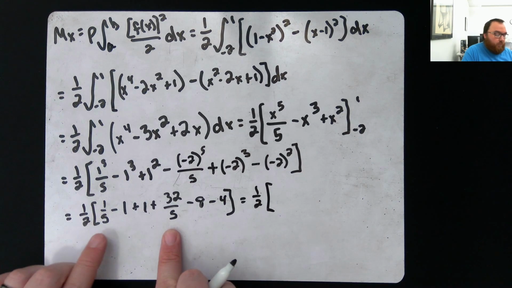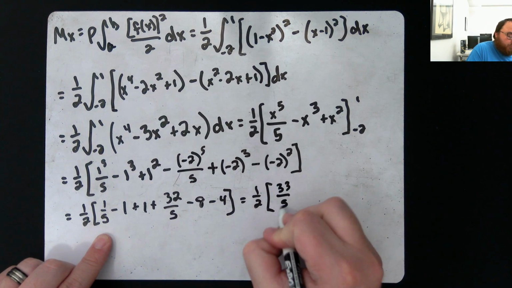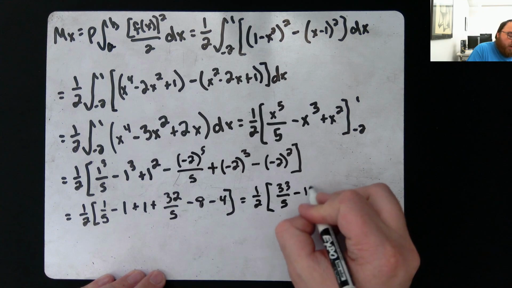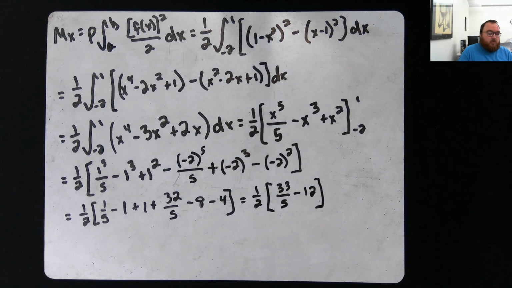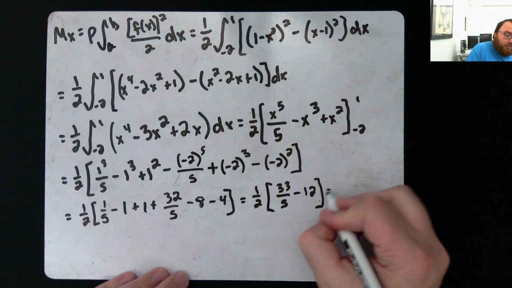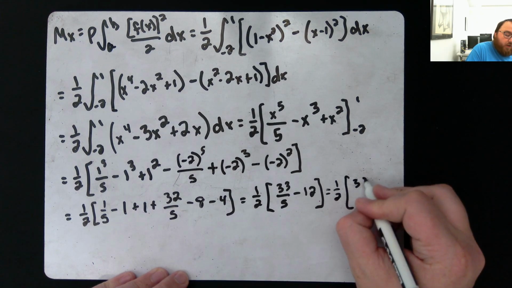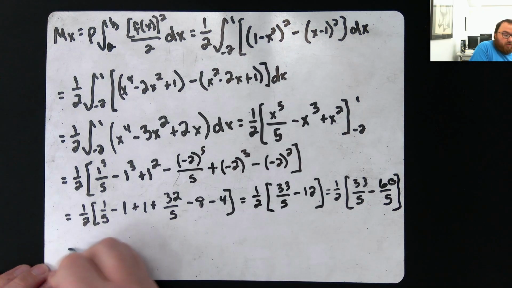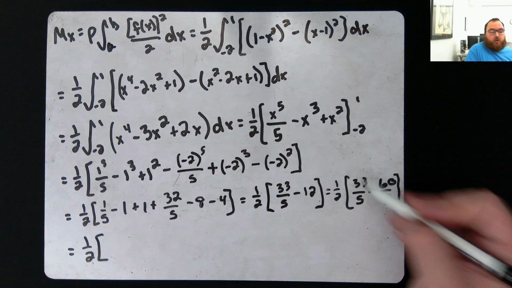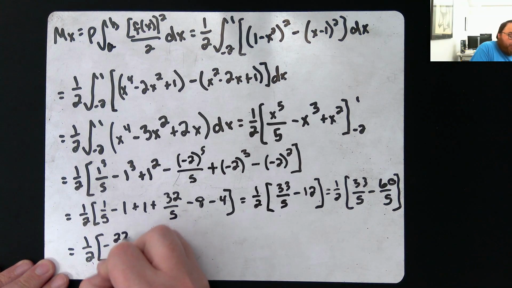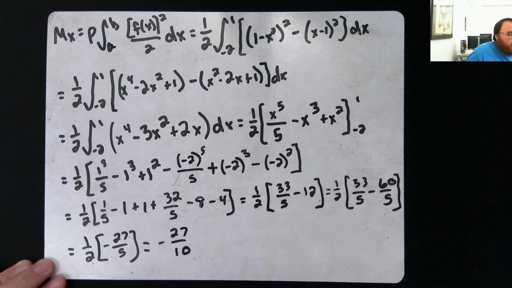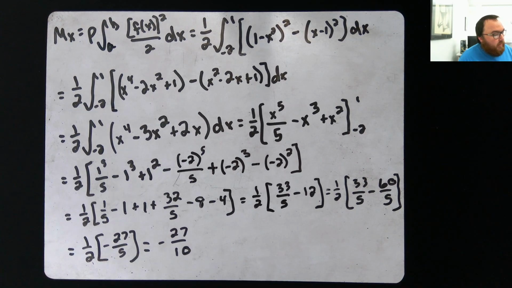1/5 plus 32 fifths is 33 fifths. -1 plus 1, they cancel out. -8 minus 4 is -12. The common denominator there is a 5, so that's going to be 33 over 5 minus 12 times 5 is 60. So that's going to be 1/2 times 33 minus 60, which is -27. Combine those, that's -27 over 10. So I get -27 over 10 for the moment about x.